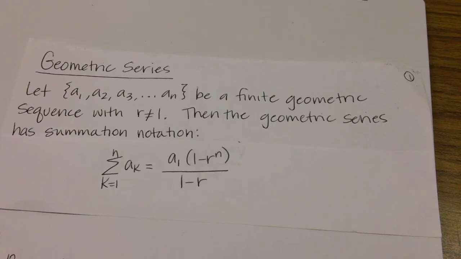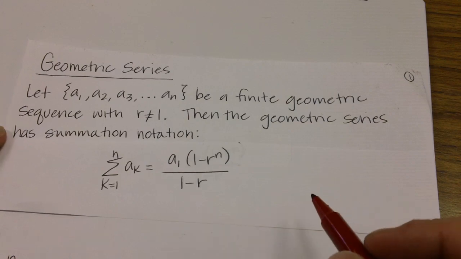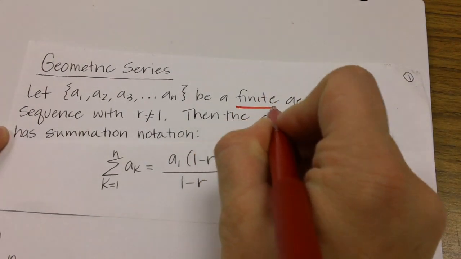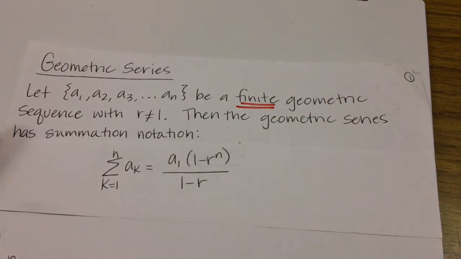Alright, geometric series. As you remember from yesterday, the series is just the sum of a sequence. So what we're going to do today is work with geometric sequences and find their sum. So if we let A1, A2, A3, all the way up to AN be a finite geometric sequence, finite is important, it has an ending point, with R not equal to 1.